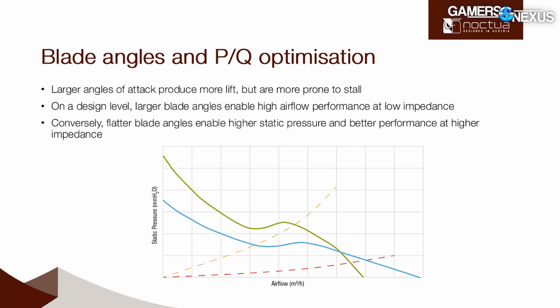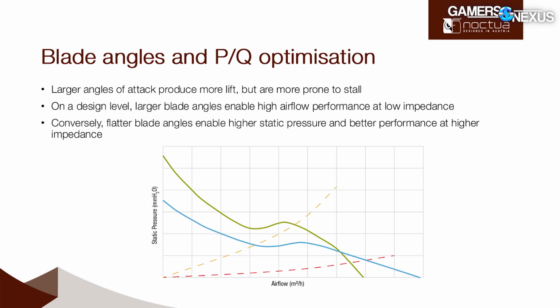But the problem with it is that you should not overdo it, because the steeper your blade angle, the higher the risk of stall and flow separation. It's like with an airplane, if you drive the blade angle too much, you will have stall, so flow separating from the rear side of the blade. And flow separation is a big problem in fans or for fan performance in general.